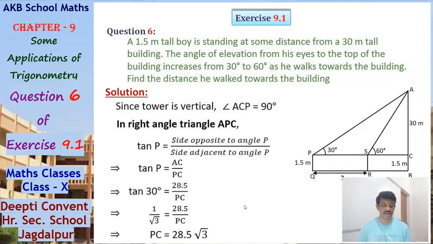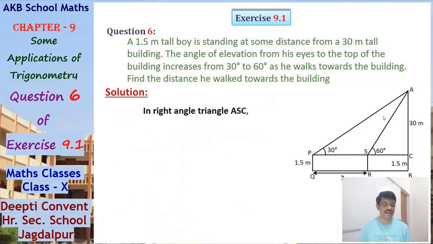Now we have to find SC. Clear? In the right angle triangle ASC, also use the trigonometric ratio tan.